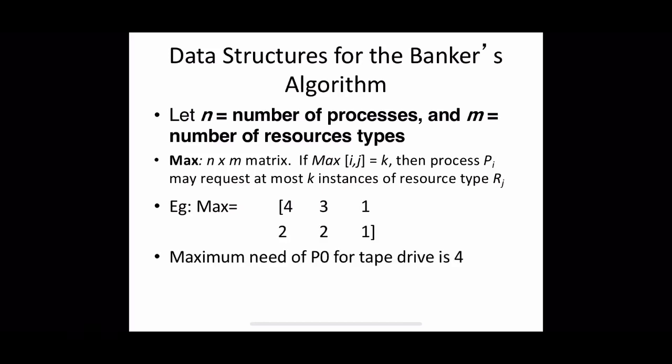This is a matrix in our system where we have only two different processes P0 and P1 and three different resource types. Here the value 4 in this matrix indicates that 4 instances of tape drive at maximum will be required by process P0. Like that, if we check this element, 1 here indicates that one instance of printer will be required by process P1 at the maximum. So this is the matrix denoting the maximum requirement for each resource type by each process.